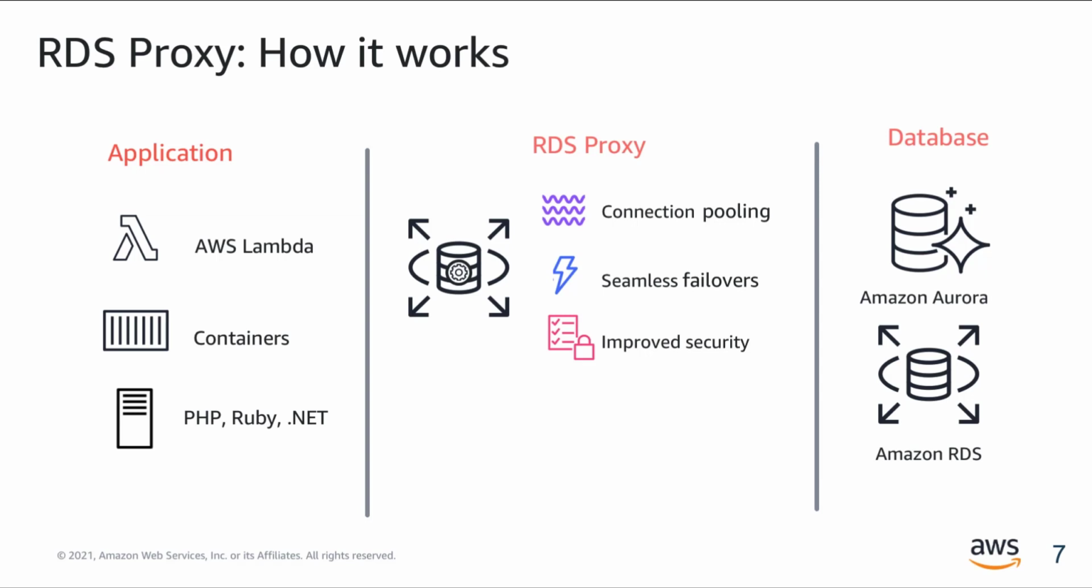Your application connects to RDS proxy, and it provides connection pooling, seamless failover, and better security controls like enforcing IAM authentication, and also integrating with AWS Secrets Manager. And the RDS proxy will connect to the backend database. It can be running on RDS, or it can be running on Aurora. And RDS proxy is not just a single instance. It is actually a highly available multi-instance proxy, which is spread across multiple availability zones to give you the high availability and the scale that you would expect from a serverless service.